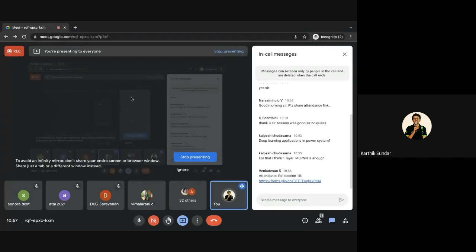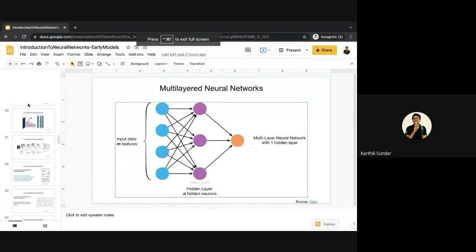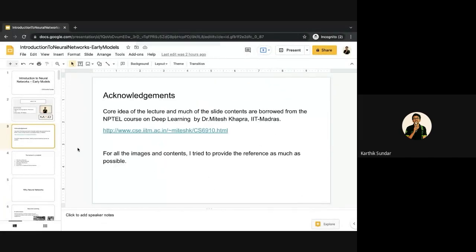And as I said, I provided the reference in the very first slide for deeper understanding and more mathematical background behind deep learning and neural networks. Feel free to visit Dr. Mitesh Khapra's lecture on NPTEL; it's a very good foundation that you can find on the web.